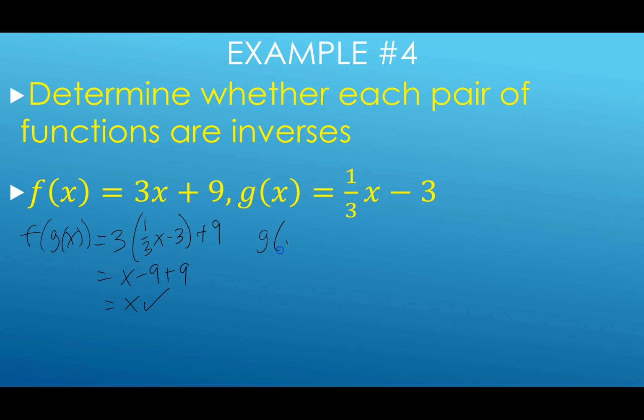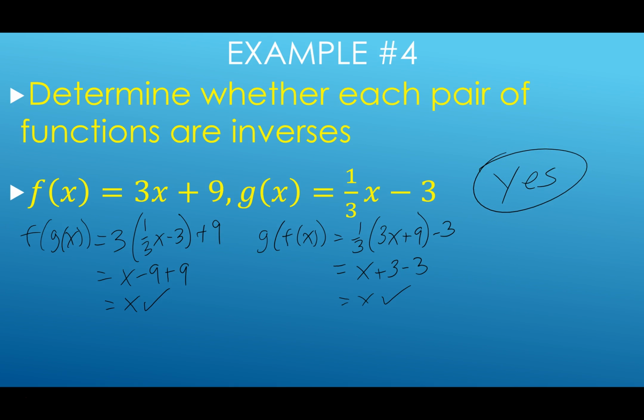So then g of f, the other composition, will be 1/3 of then 3x plus 9 minus 3. Now you distribute the 1/3, we get x plus 3 minus 3. And then the 3's cancel, leaving us also x. So yes, this is an inverse.